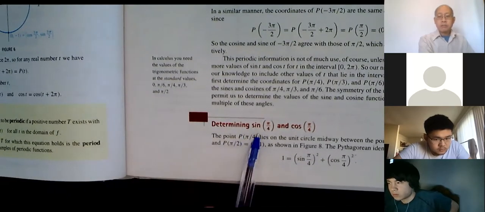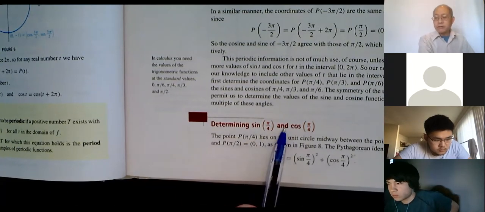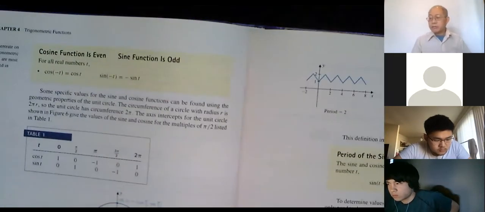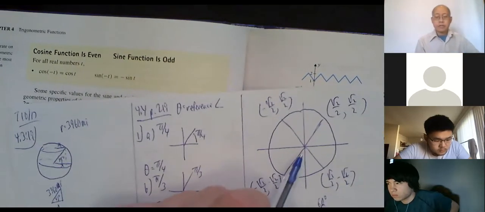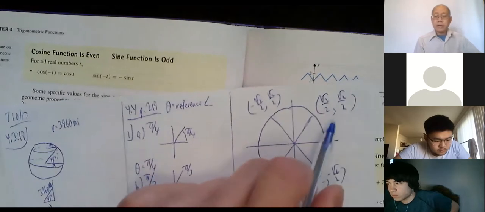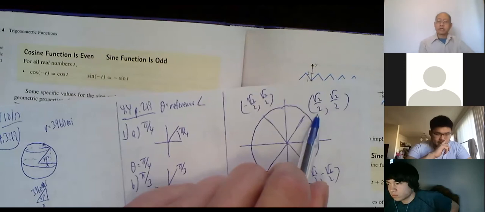All right, then some special angles, pi over 4, and sine of pi over 4, cosine of pi over 4. Okay, so we have already seen that before. Let me show you the picture right over here. I showed you a unit circle before. It's going to be radical 2 over 2 for both of them. I showed you a justification of that.